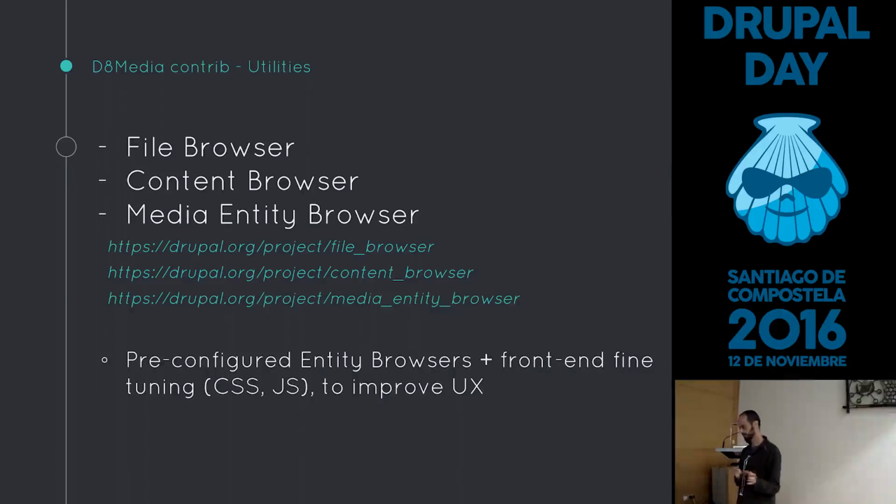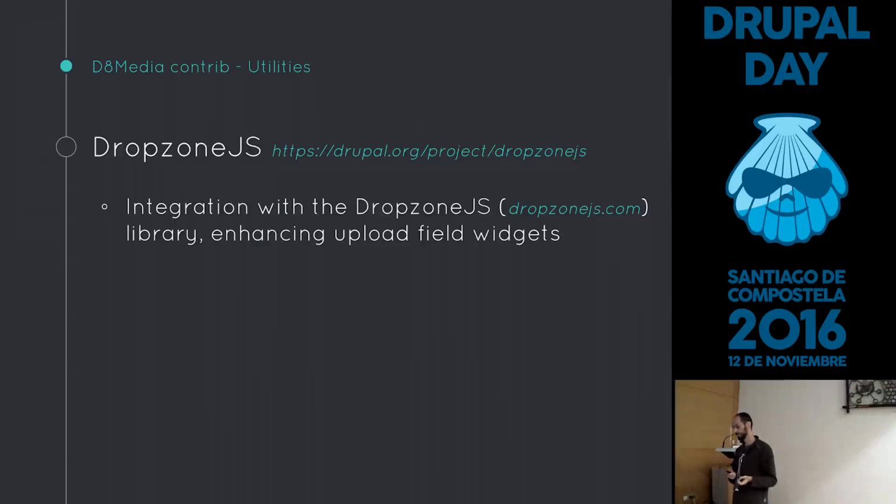If we don't want any of this, but we do want to improve Core's image widget for files, we can just use the Dropzone.js module, which gives us the ability to have this big box for dragging and dropping images into our image file widgets.